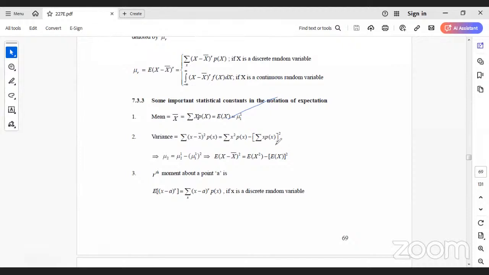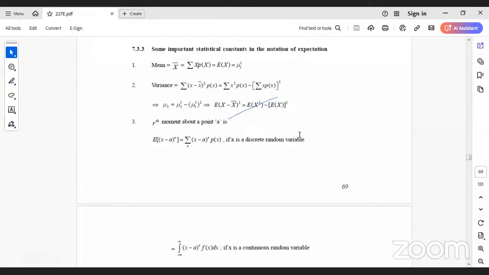Every time the value of mu1 should be 0, that is mu1 dash minus mu1 dash, which should be 0 here. But mu2 is equal to mu2 dash minus mu1 dash whole square, that is E of x minus x bar whole square. You can write here the condition E of x square minus E of x whole square we are writing here.